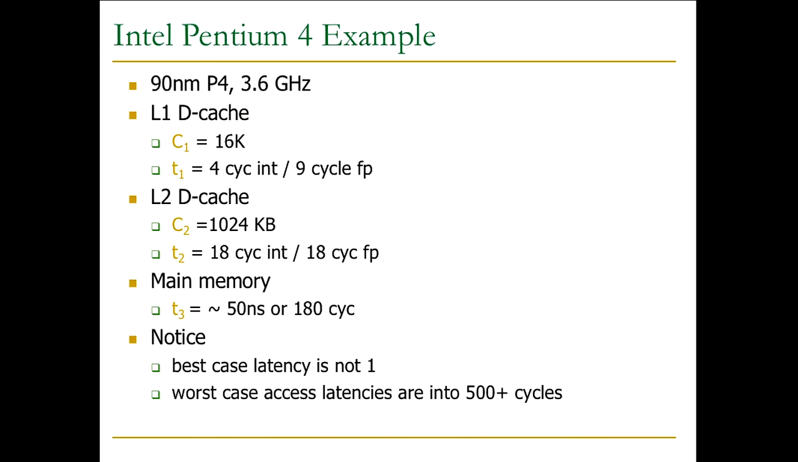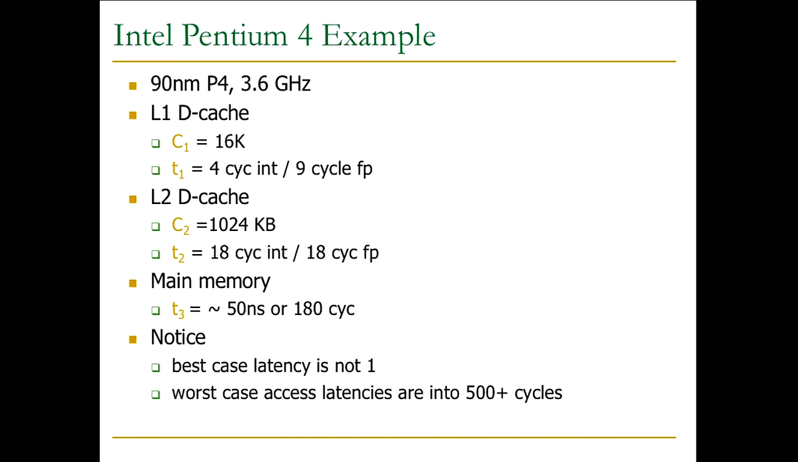Basically, this is Intel Pentium 4. It had a 3.6 gigahertz processor, which is irrelevant over here. But basically, it had these parameters for the L1 cache. The capacity is like this. The intrinsic latency is 4 cycles for integer fetches, because integers required smaller words, and FP required larger words. L2 access is 18 cycles, and main memory access is, let's say, 50 nanoseconds.